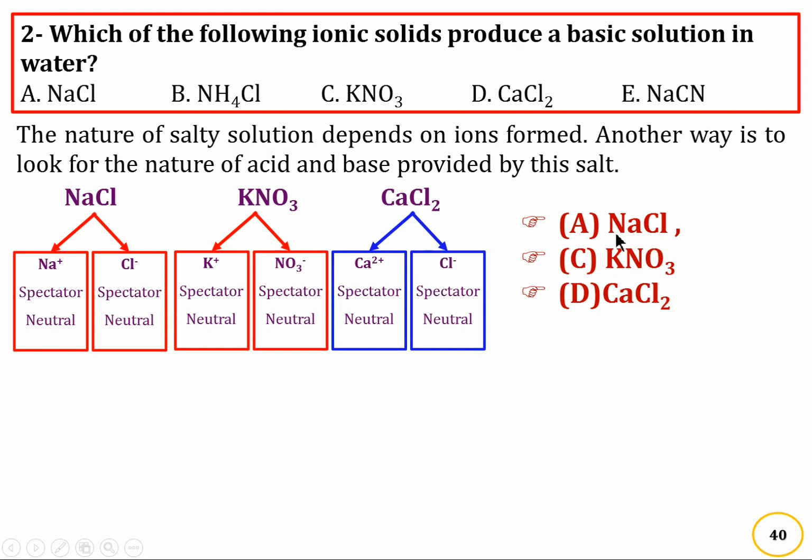So the salts NaCl, KNO3 and CaCl2 will give neutral solutions. So these salts are neutral. To note that NaCl, KNO3 and CaCl2 are strong electrolytes since no values of Ksp are given.